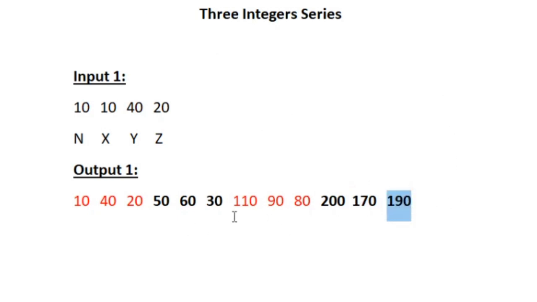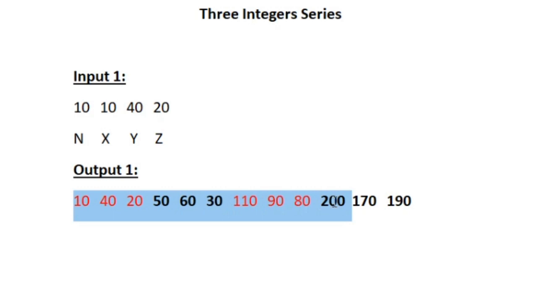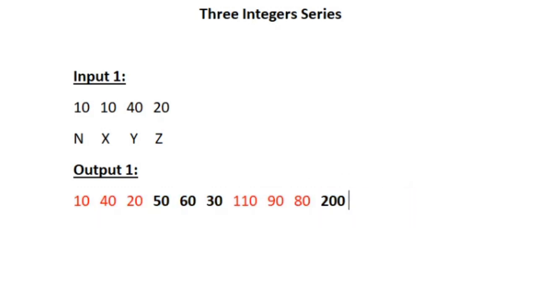So now using the values 110, 90, and 80, again we have formed the next 3 integers. But in our output we need to print only 10 integers. So we are printing the first 10 integers in this series, and we need not print the last 2 integers, 170 and 190. This is how this series is formed.